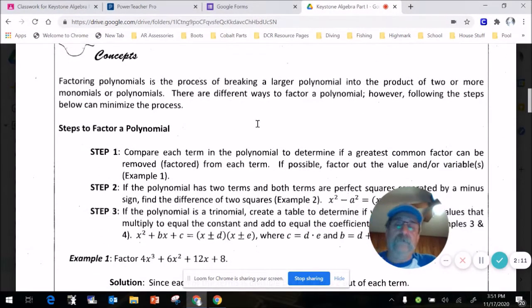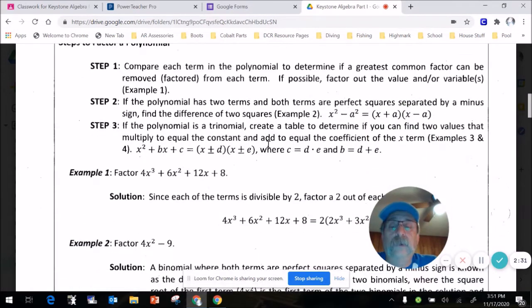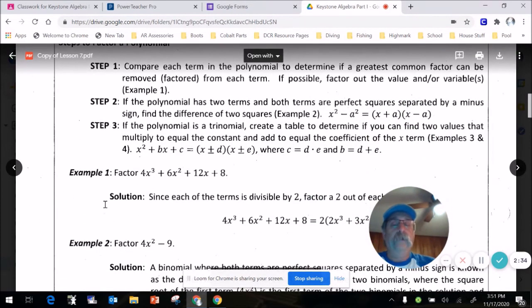Factoring polynomials is the process of breaking a larger polynomial into the product of two or more monomials or polynomials. There are different ways to factor, which means divide, a polynomial. However, following the steps below can minimize the process. Steps to factor a polynomial. Step 1, compare each term in the polynomial to determine if a greatest common factor, greatest common divider, can be removed, factored, divided out from each term. If possible, factor out the value and or variables.